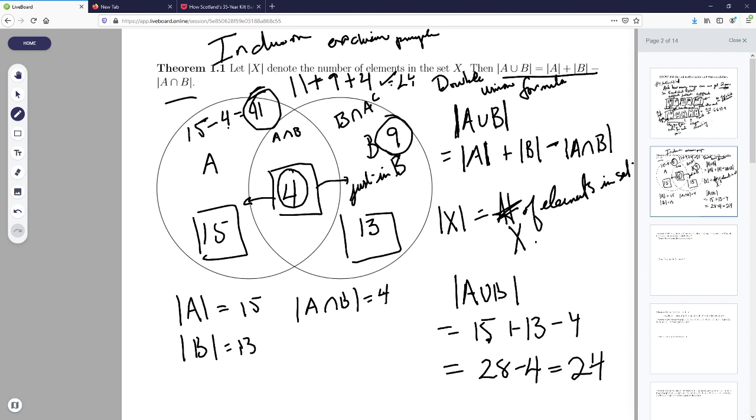The way the formula works is that it allows you to double count. It says count up everything in A, count up everything in B, and then subtract off one copy of the intersection, because the intersection is going to be one copy of our double counting. So we've counted these 4 objects in A, we've counted these 4 objects in B, and now we have to subtract off one of our instances of the counting. And that's where the double union formula comes in.